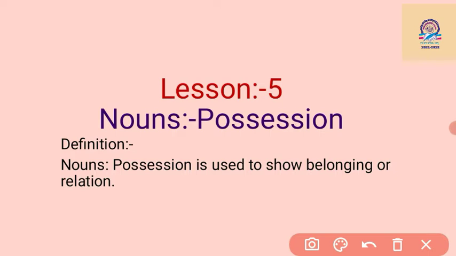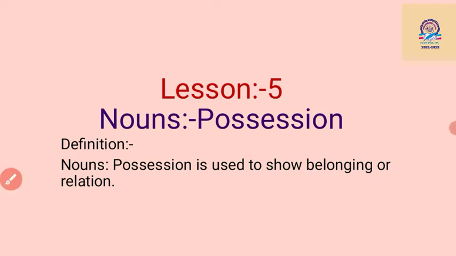Suppose in a classroom we find a book, so we generally ask whose book is this. We can simply answer, this is Ria's book. So the book shows the relationship with Ria. Whose bicycle is this? This is Joy's bicycle. So the bicycle shows the relation with Joy. In the same way, noun possession shows the relationship with particular things.